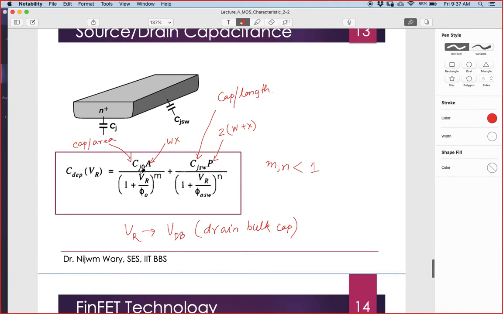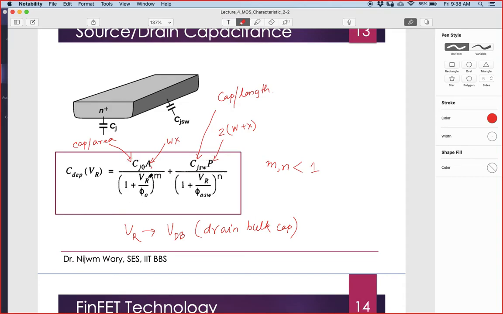So these are both capacitance and I am adding them like that. So this is how these constants are defined. Basically, these are constants, or you can say technology dependent variables. So this area and perimeter is on the device, on the designer side.